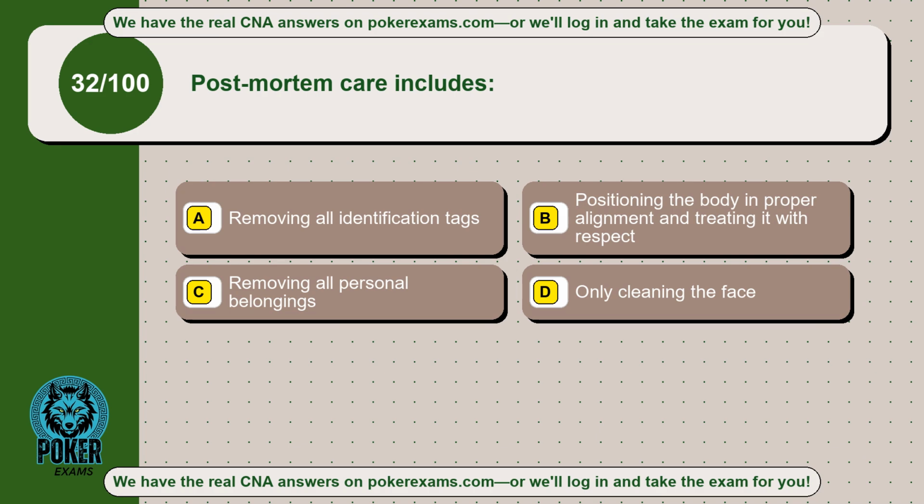Question 32. Post-mortem care includes. Option A, removing all identification tags. Option B, positioning the body in proper alignment and treating it with respect. Option C, removing all personal belongings. Option D, only cleaning the face.